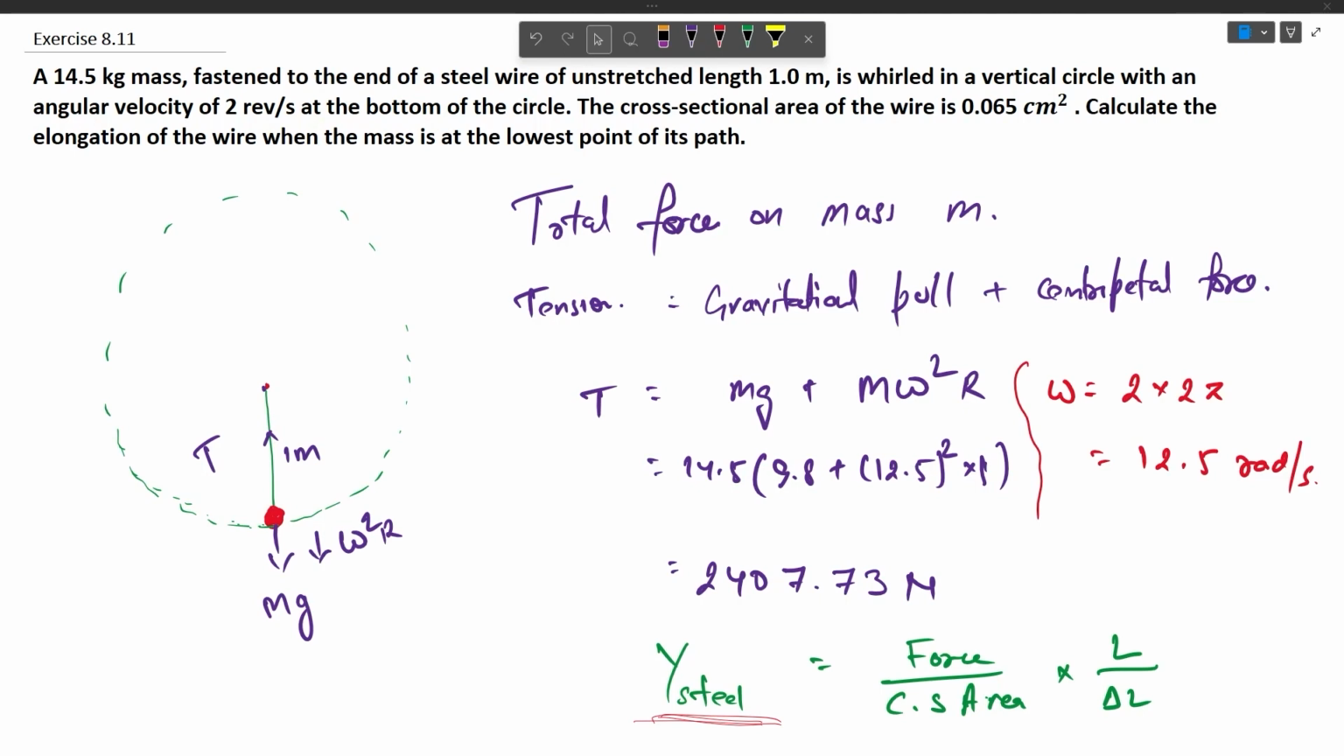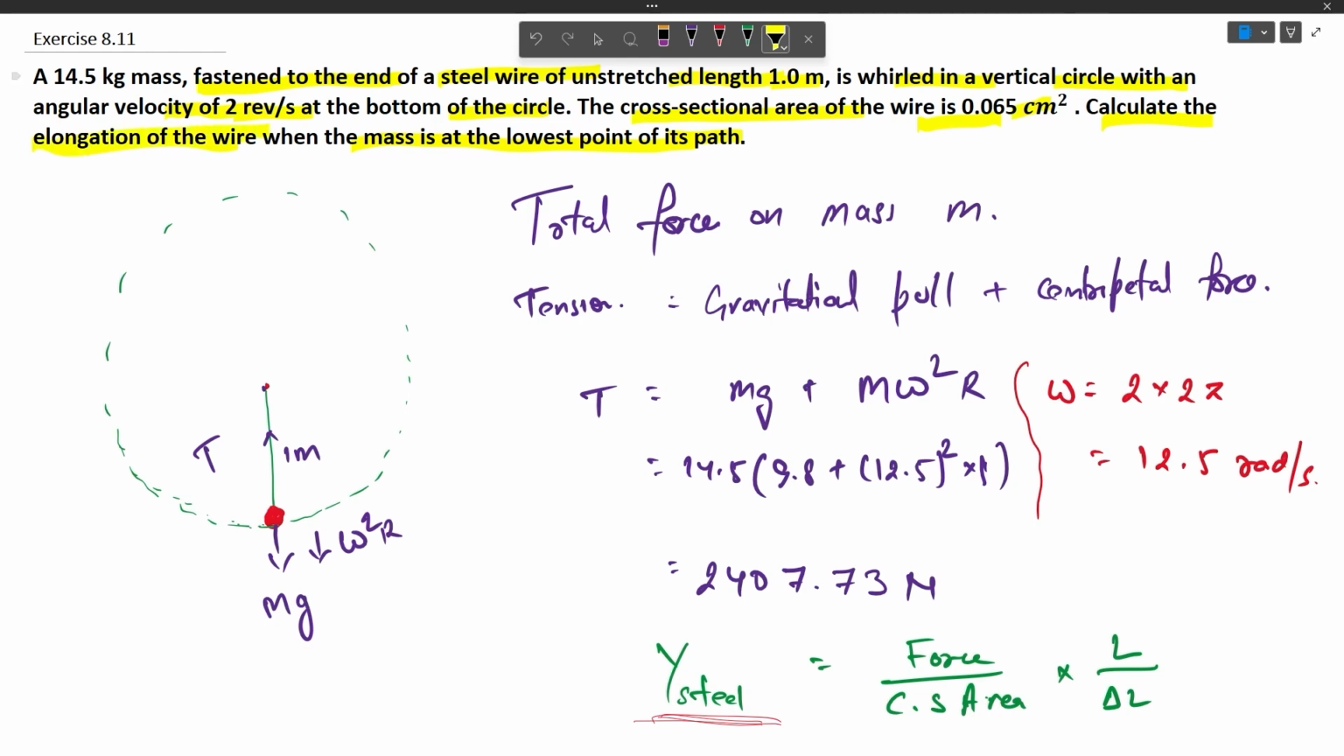The question says that a 14.5 kilogram mass fastened to the end of a steel wire of unstretched length 1 meter is whirled in a vertical circle with an angular velocity of 2 revolutions per second at the bottom of the circle. The cross-section area of the wire is 0.65 centimeter square. Calculate the elongation of wire when the mass is at the lowest point of its path. Now here we have to calculate the elongation of the wire.